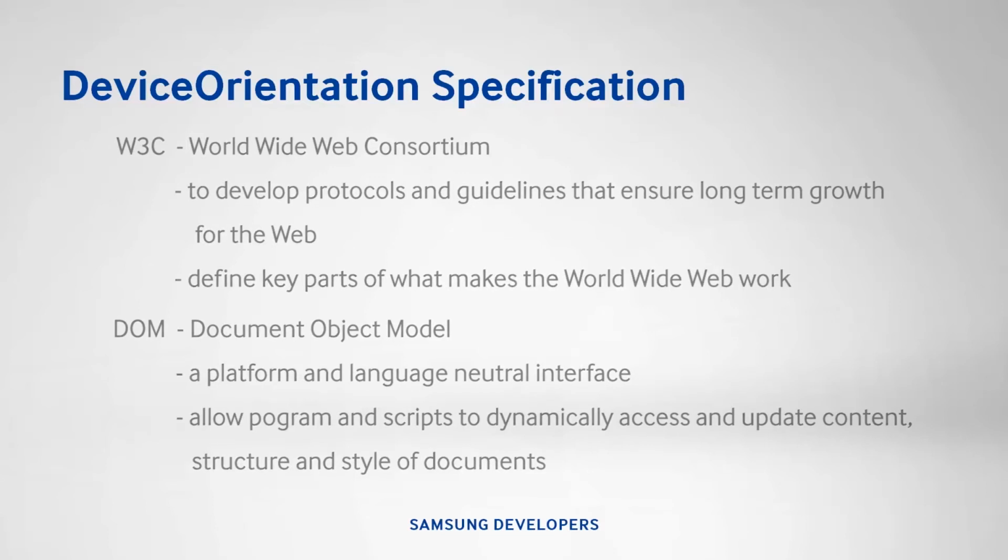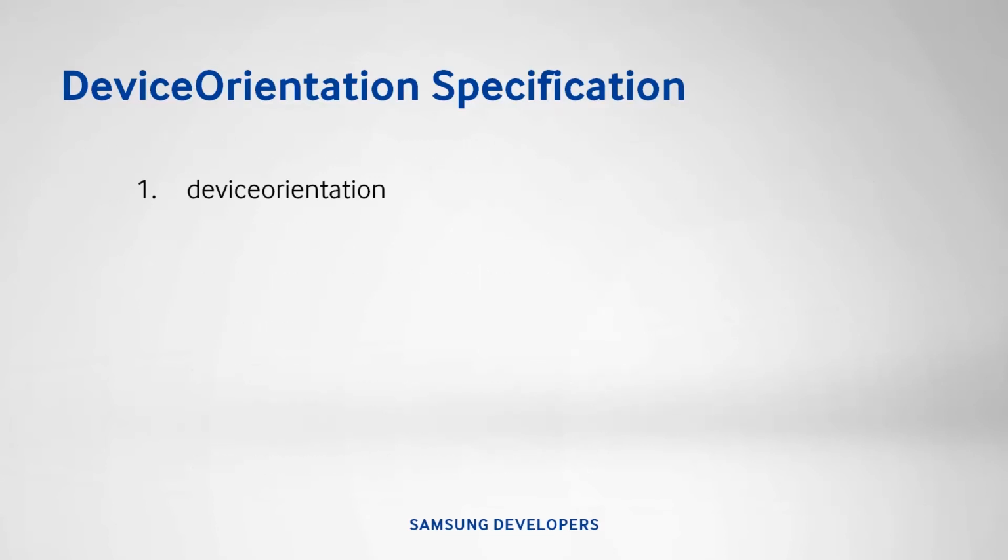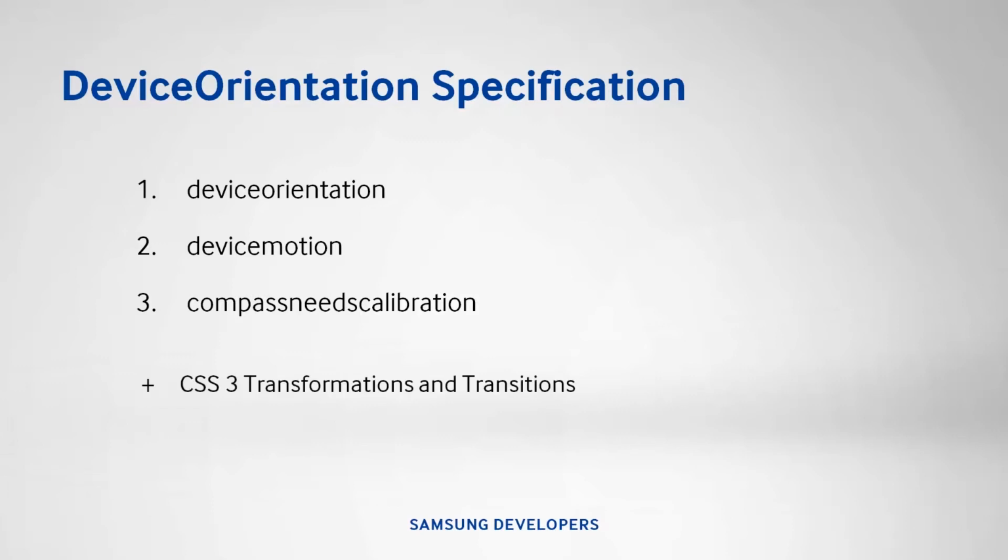There are three DOMs. The first one provides the physical device orientation. The second one provides device motion, which is the acceleration of the device. Lastly, the compass needs calibration event, which notifies sites and web apps that a device may need calibration. In our sample today, all we need is the device orientation DOM. As a bonus, we'll be adding some CSS3 transformations and transitions to add a little animation to our app.